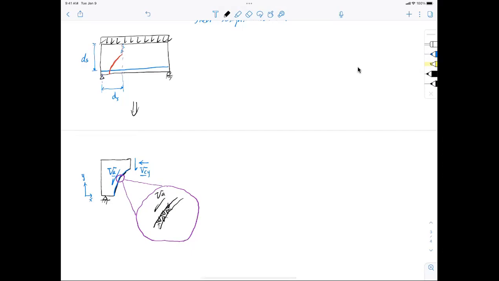And hence we call it V aggregate. So this A here represents aggregates. To be precise, we call it aggregate interlock. So that is where the shear contribution is on this inclined portion of the cut.